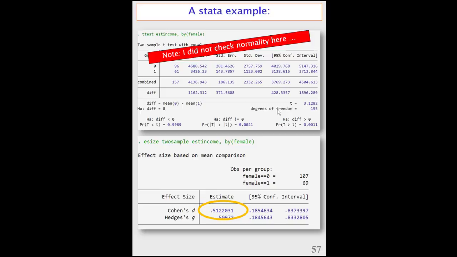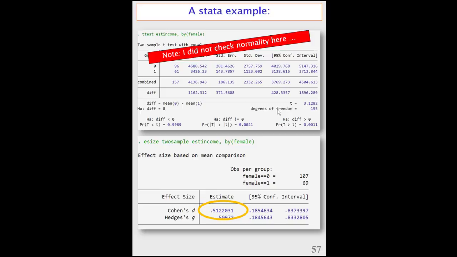And the way to get the Cohen's d is by typing esize for effect size. And then from the effect sizes, the one about two samples, where you need to type twosample, and then you type the actual variables that you need, as income by female. That is what I checked in the data. And then you get your Cohen's d, in this case 0.5, which is a medium-sized effect.